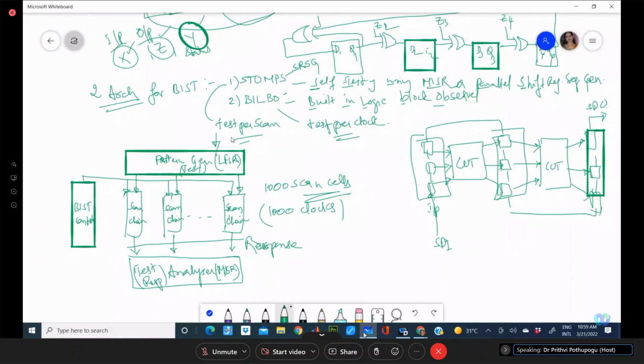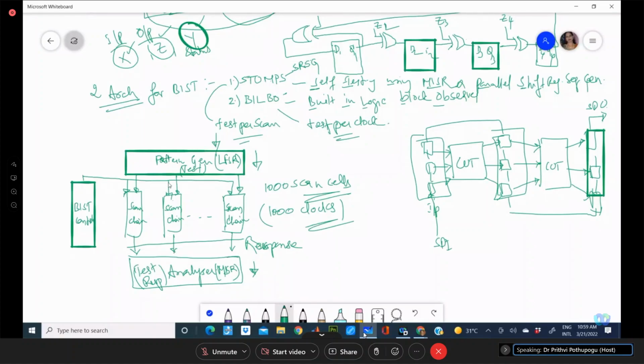STUMPS is called test per scan. Okay, say if you need to reduce this time, here this is dumping, here this is collecting, or what you say, this is inputting the test pattern and this is collecting the test pattern.